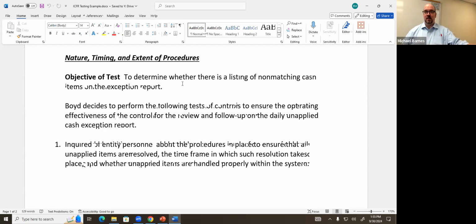What type of evidence is it that Bill just acquired? I'll give you a hint. The first word kind of gives you an implication of what the evidence is. Inquiry. It says inquired. What do we know about the reliability of inquiry? It's very low, okay? Because management could lie to him and tell him something completely false. So does it make sense that Bill probably needs to move forward?